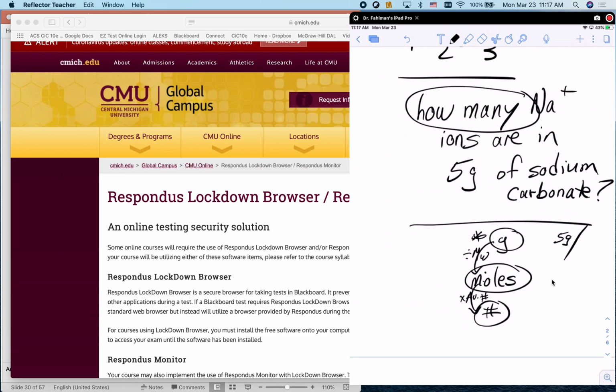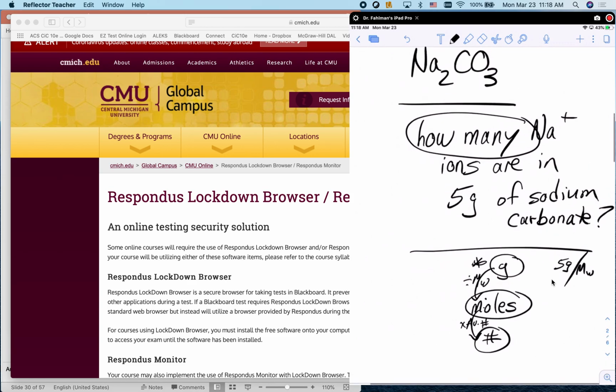Sorry about that. Okay, so you would go like 5 grams divided by whatever the molecular weight is. Let me do a quick calculation. So sodium is 23 times 2, 12, and then 16 times 3. So 106. Okay, so 5 divided by 106 is 0.047 moles.